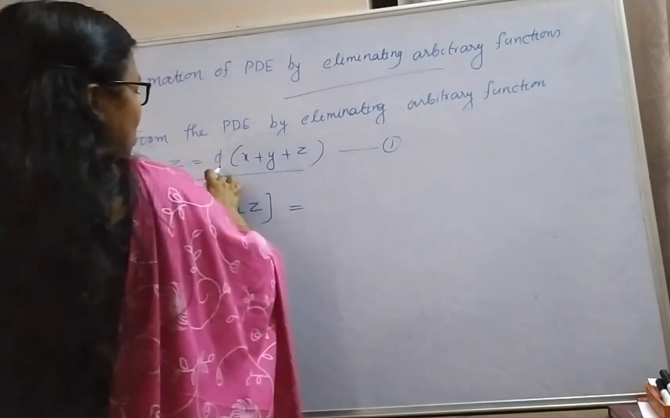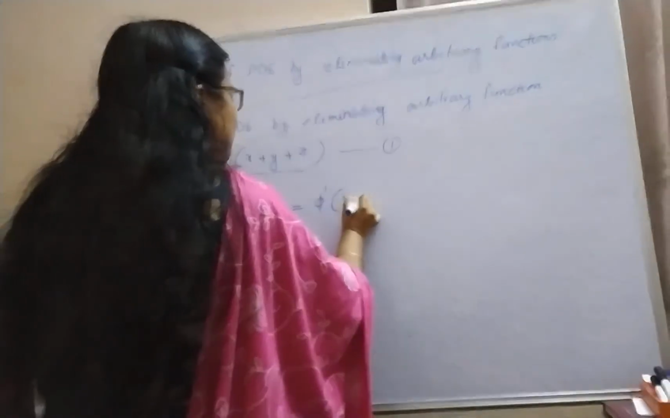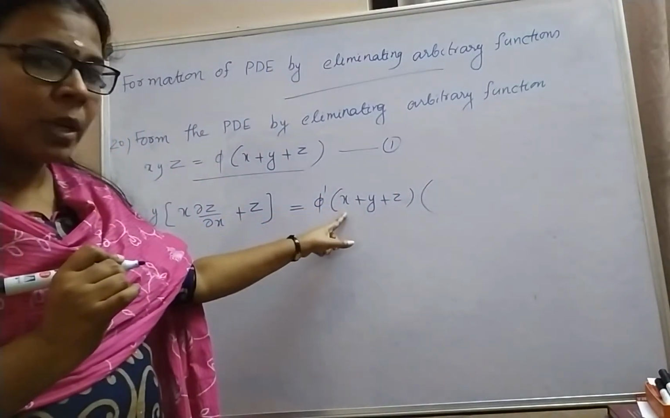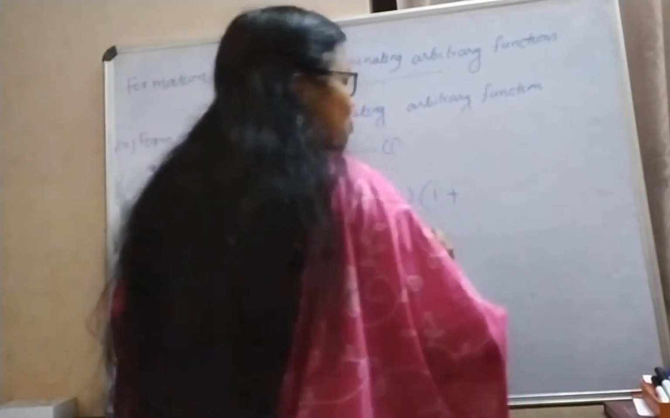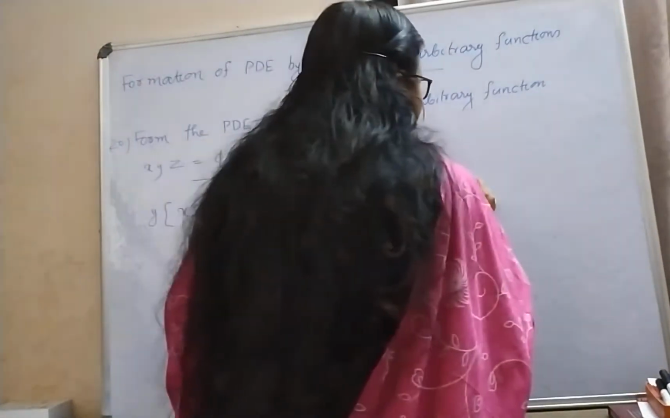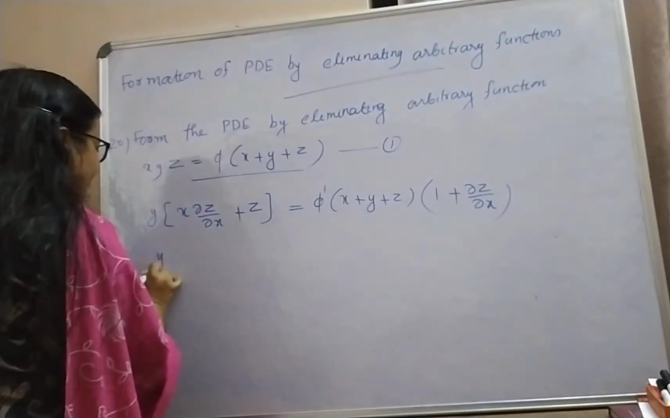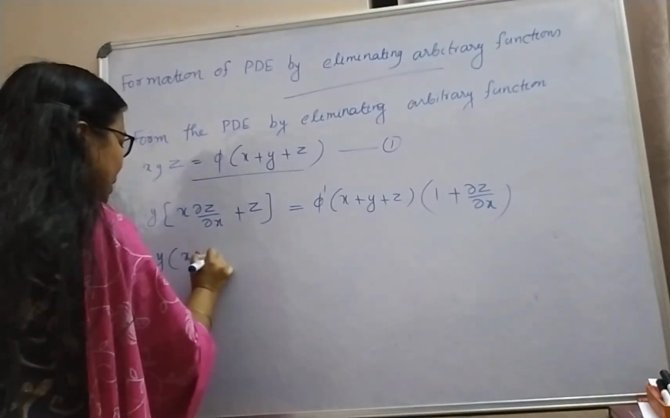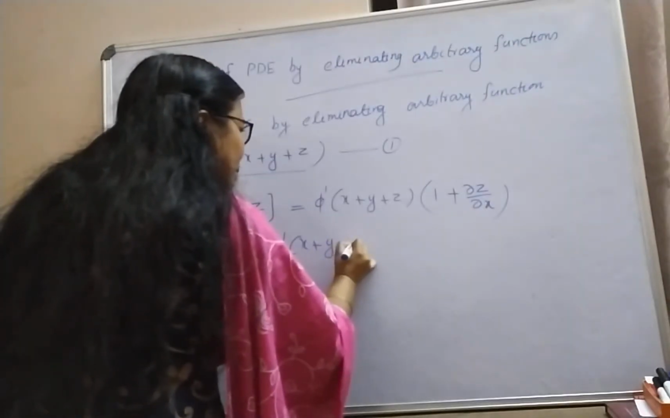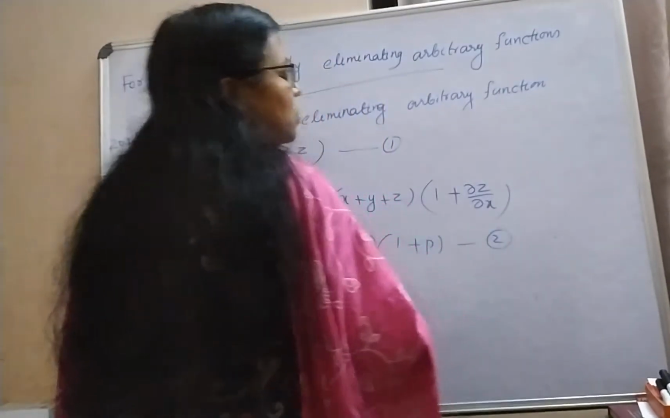equal to the partial derivative of phi of x plus y plus z, which is phi dash of x plus y plus z, into the partial derivative of x with respect to x, which is 1, the partial derivative of y with respect to x, which is 0, and the partial derivative of z with respect to x, which is dou z by dou x. That is y into xp plus z equal to phi dash of x plus y plus z into 1 plus p. Put it as equation number 2.